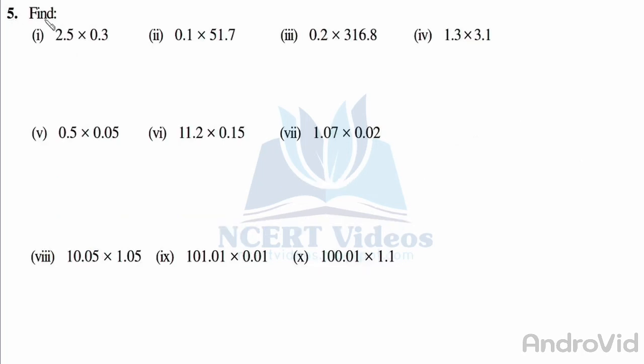Fifth, find 2.5 into 0.3, 0.1 into 51.7, and so on. So we have to find again the product of these numbers.